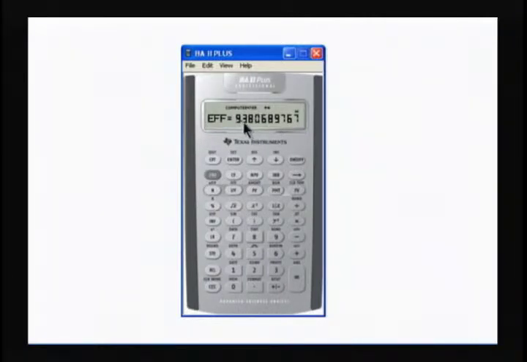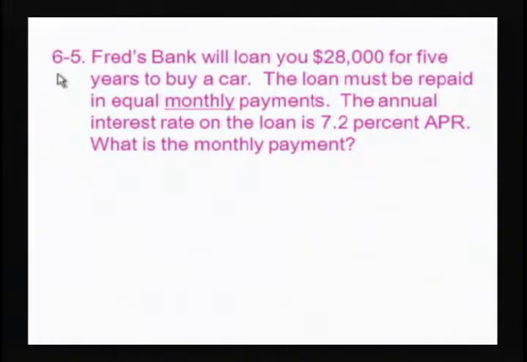So that is what we're truly earning over 1 year's time if we earn a 9% APR, but it is compounded monthly. Problem 6-5 says Fred's bank will loan you $28,000 for 5 years to buy a car. The loan must be repaid in equal monthly payments, and the annual interest rate is 7.2% on the loan. Since the payments are made monthly, we always assume that interest is charged with the same frequency as the payments, so this 7.2% APR will reflect monthly compounding. So we're going to do everything on a monthly basis.